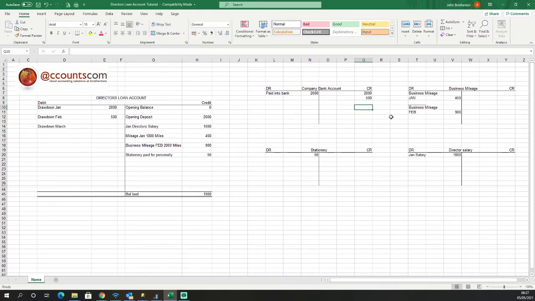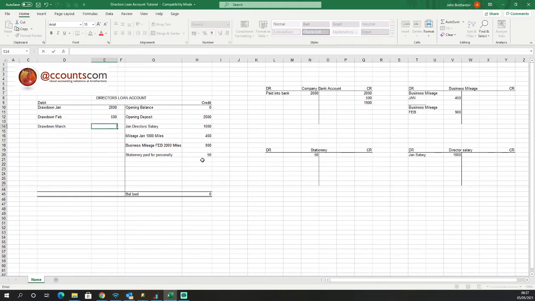Now if in March we decided that we wanted to draw £1,900 out, because that's what we're owed, if we draw our £1,900 out, we debit the loan account, and we're effectively now not owed any money at all. So with all the money that we've introduced from the bank, our salary that we've put through, our mileage figures, and our stationery, we're now owed no money. We've recouped all the money that we were owed.